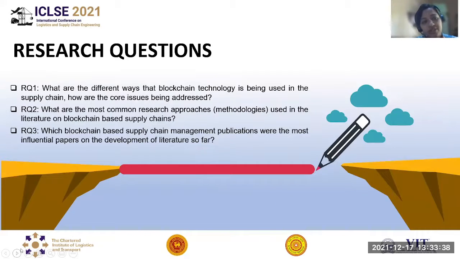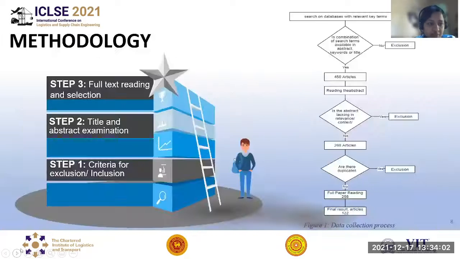So here it shows the research questions. The first research question is: what are the different ways that blockchain technology is being used in the supply chain, and how are the core issues being addressed? And research question 2 is: what are the most common research approaches used in the literature on blockchain-based supply chains, and which blockchain-based supply chain management publications were the most influential papers on the development of literature so far?